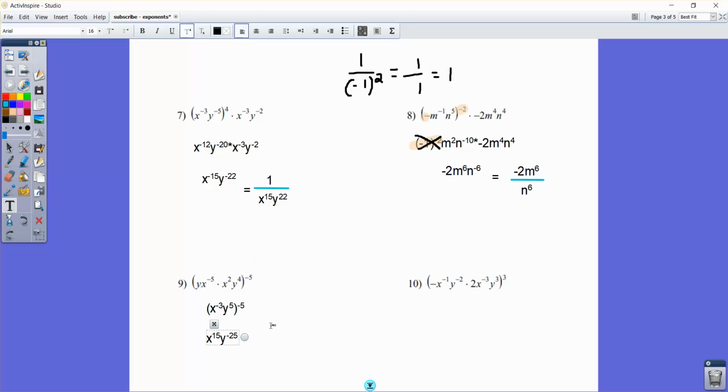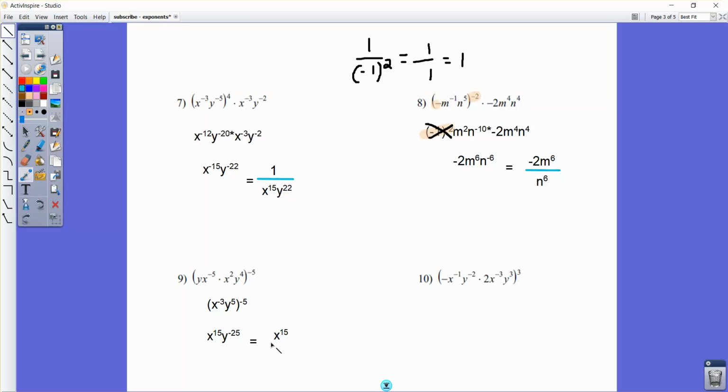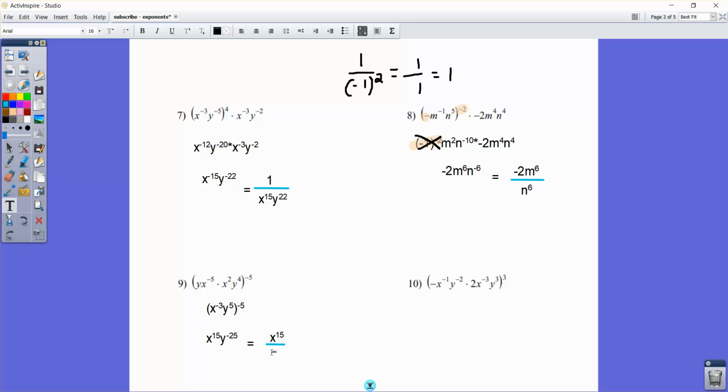Okay, so with that, again, we have one part of this that's going to move downstairs. It's the y. So the x to the 15th will stay up top. And our fraction bar, I should just copy and paste this fraction bar, but it is varying length each time. And then y to the 25th would be on the bottom. Okay, and there is your final answer for that.